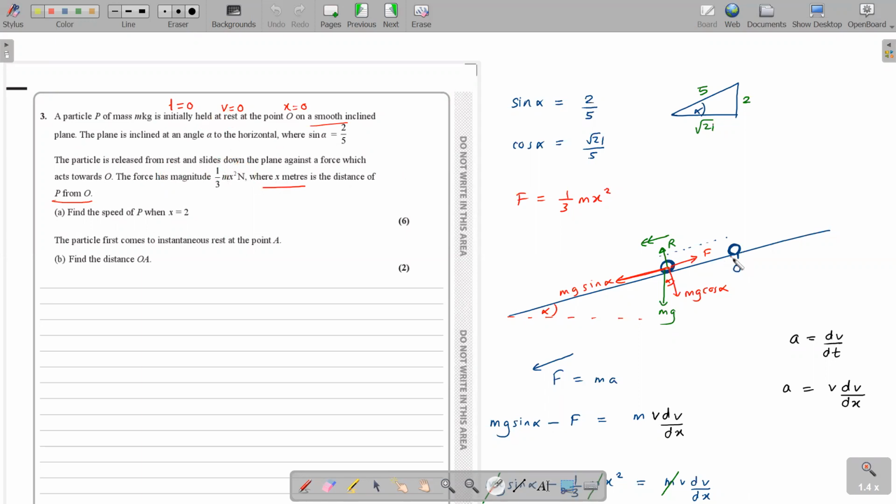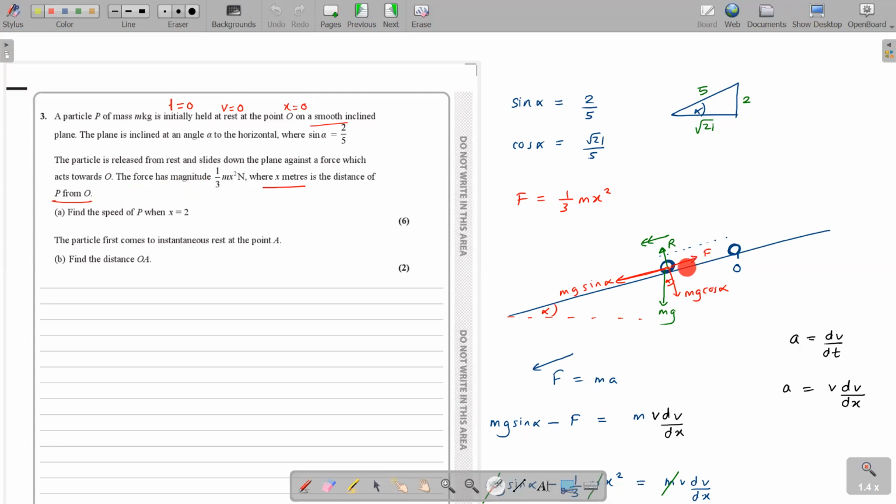Can you see? This particle is going to go down the plane against a force which acts towards O. So when the particle is on its way down, there is a force acting against it, and that's what I have marked here as F. Right, guys? Can you see? This F is what I have marked here as 1 over 3 mx squared, the resistive force.